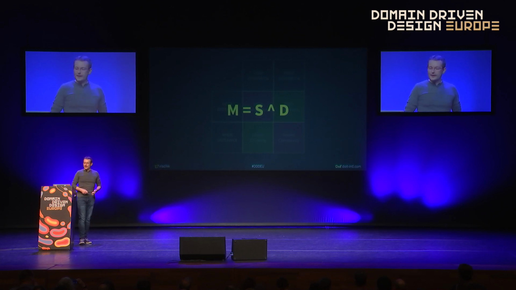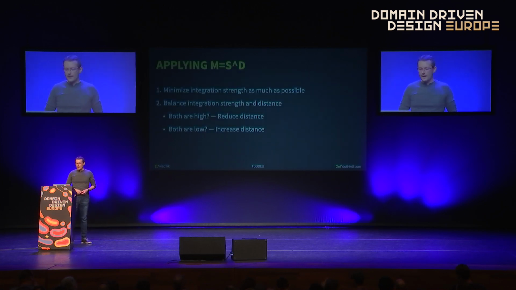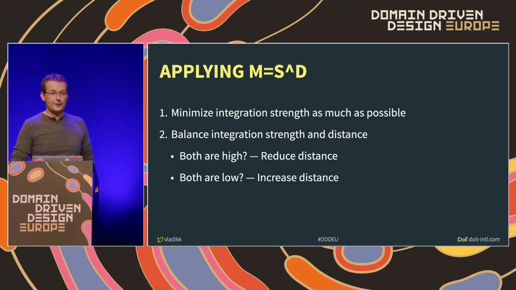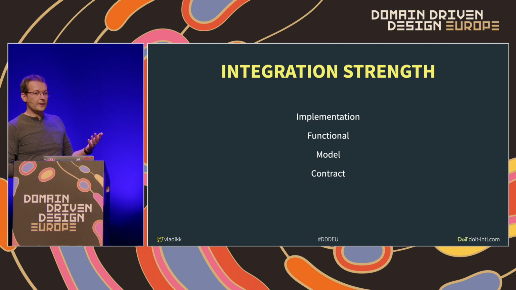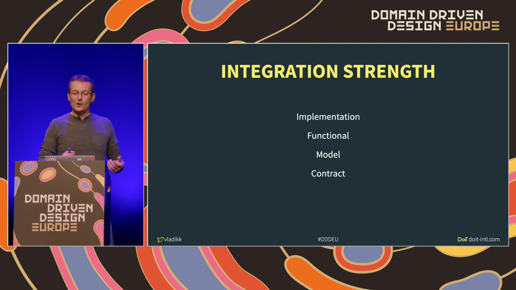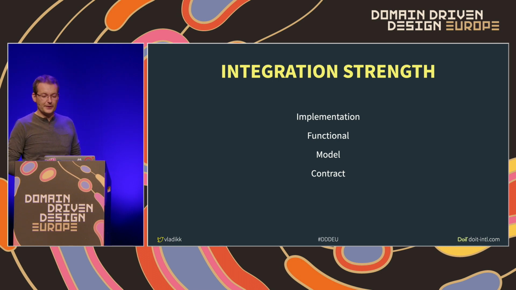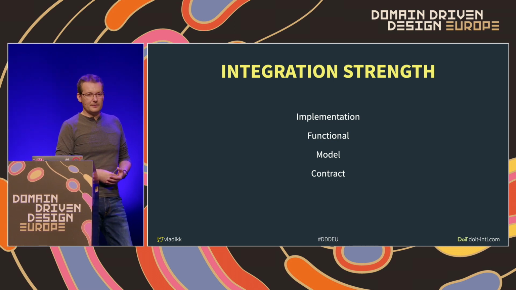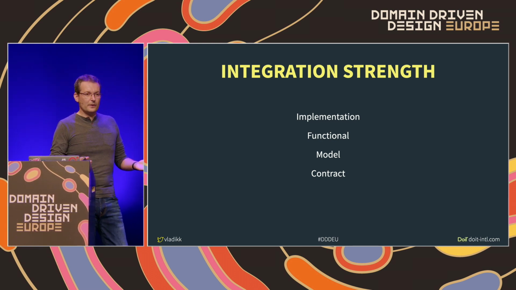So how can we apply it in day-to-day work? So first, always reduce integration strength to the lowest possible value in your concrete case. We have four levels of integration strength, but it's not always possible to be on the lowest one. For example, if two components are implementing closely related business functionality, there's nothing you can do here. That's functional coupling. Also, sometimes you do need to use the same model, so there is no point in trying to reduce it to contract coupling. It's model coupling. That's your only option.